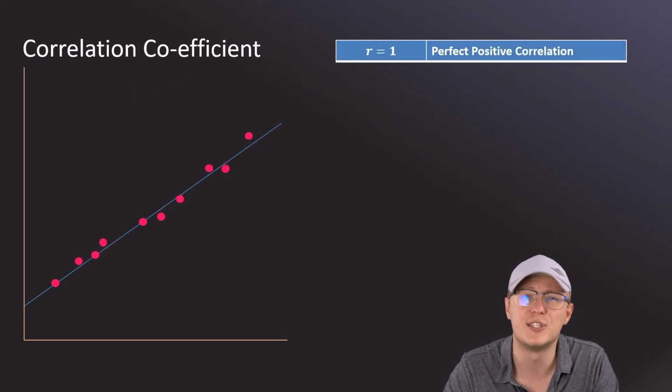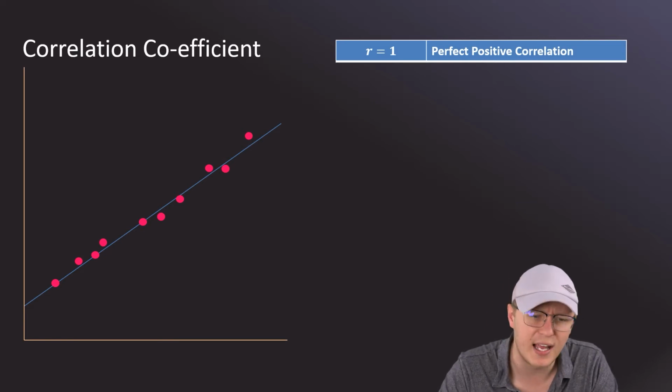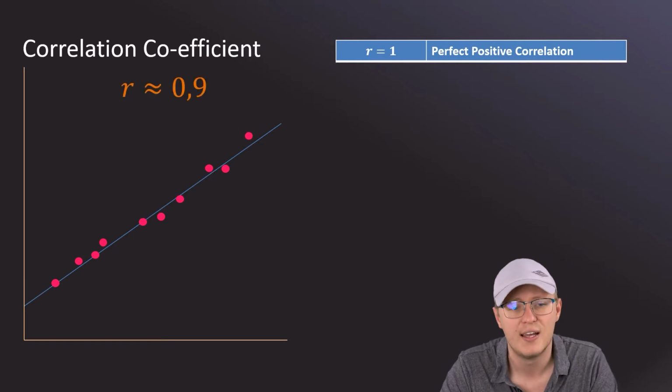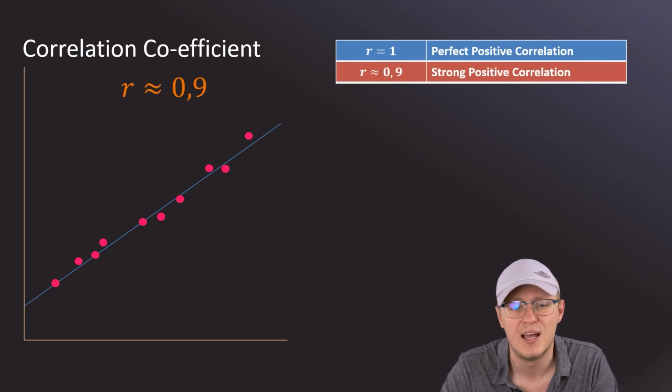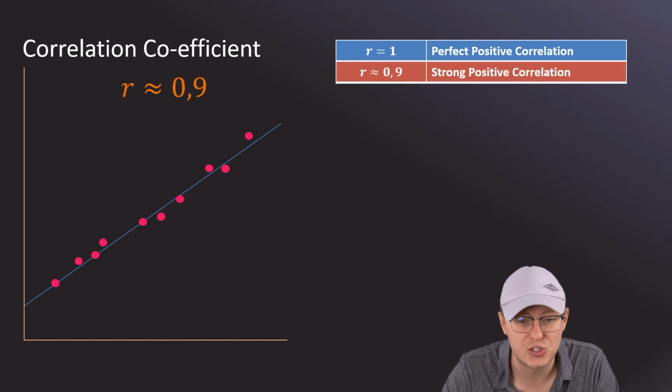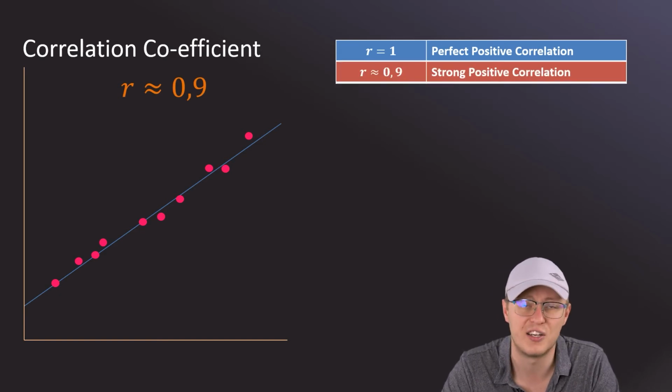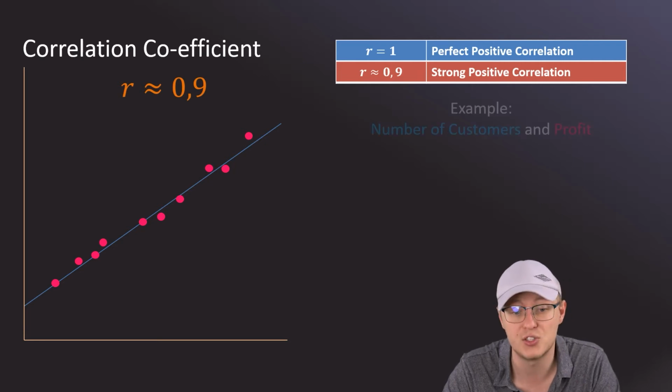Now, if those points are a little bit further away from the line, but they're close and it's pretty certain that we've got a linear trend there, that's going to be a correlation coefficient of around about 0.9. And that represents a strong positive correlation. So it's not perfect, but it is strong.